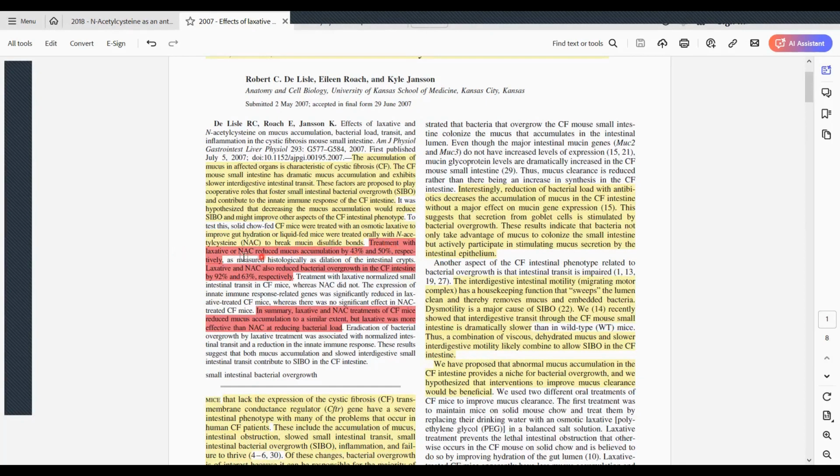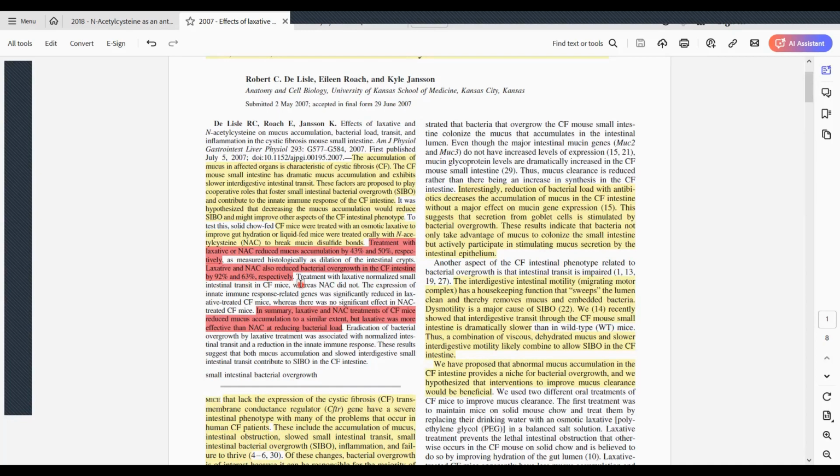So in red here, treatment with laxative or NAC reduced mucus accumulation by 43% and 50% respectively. So what that means is they both reduce mucus, NAC did it slightly better. Laxative and NAC also reduced bacterial overgrowth in the cystic fibrosis intestine by 92% and 63% respectively. So, if the goal is bacterial overgrowth reduction or clearing bugs, the laxative was better than NAC.